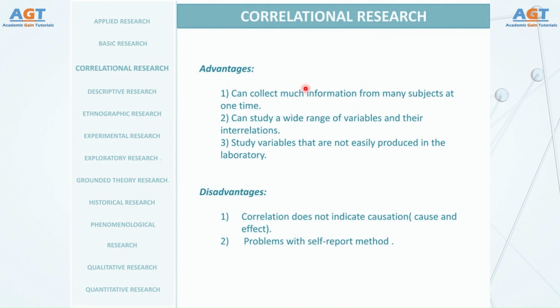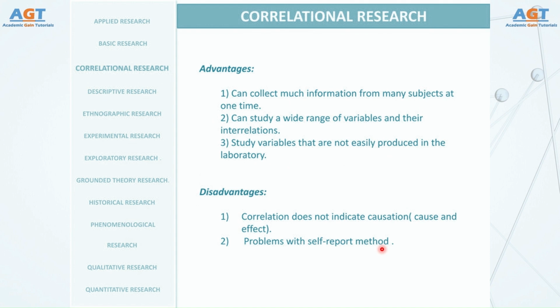Correlational research, advantages and disadvantages. Correlational research has several advantages. It can gather lots of information from many people at once. It can also study a wide range of variables and how they relate. And it helps us study things that are difficult to produce in a lab. But there are limitations. Correlation does not mean causation. Two things may move together, without one causing the other. Also, if the data comes from self-report methods like surveys, people may be inaccurate or biased in their answers.